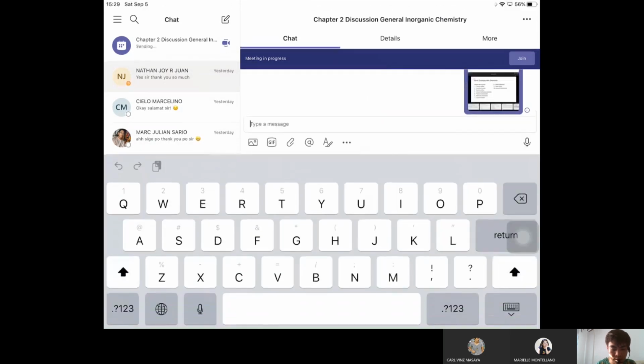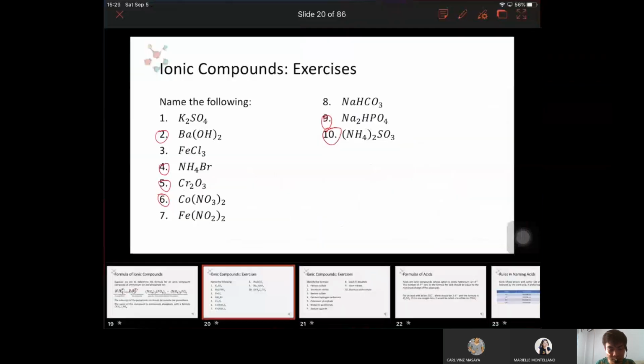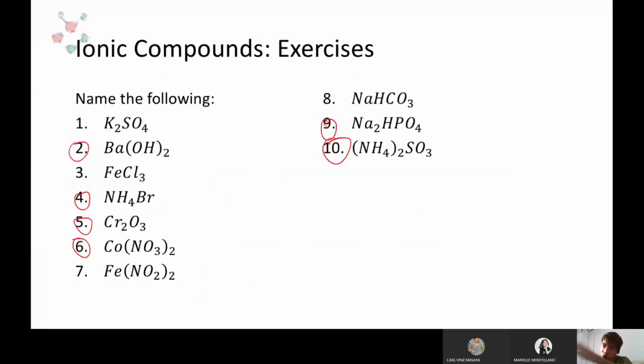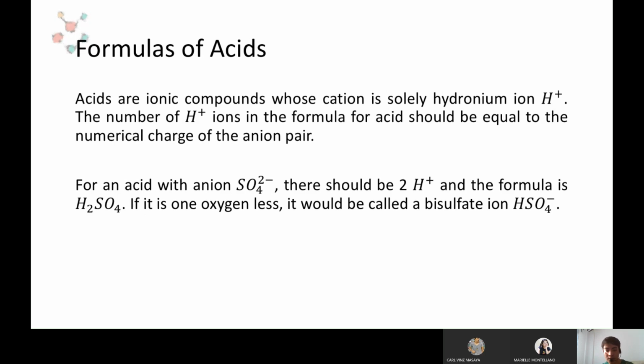So, name nyo yung mga sinirculan ko. Tapos, itong mga names na to, kukunin nyo yung mga formulas nila. So, kunin nyo na lang mga formula niyan. Sige, so bigyan ko kayo mga 10 minutes, no, to answer all those items.